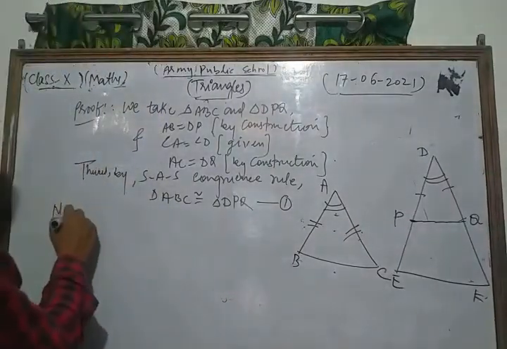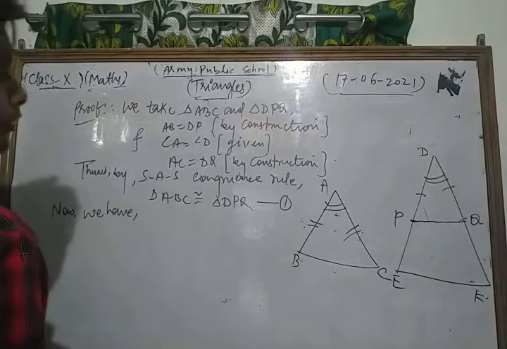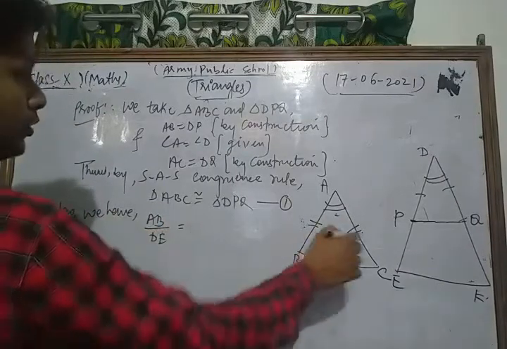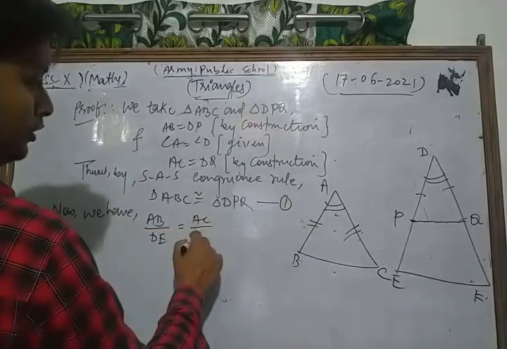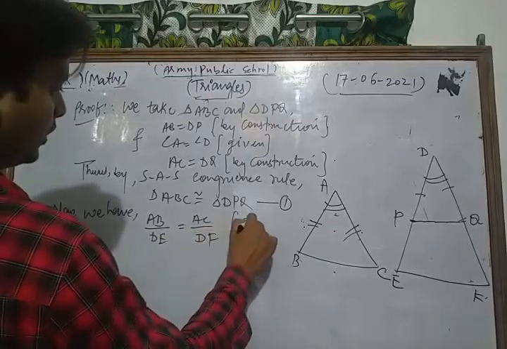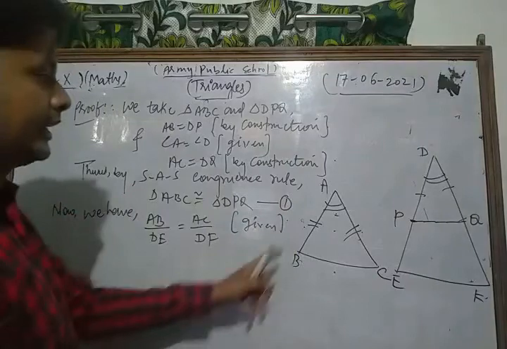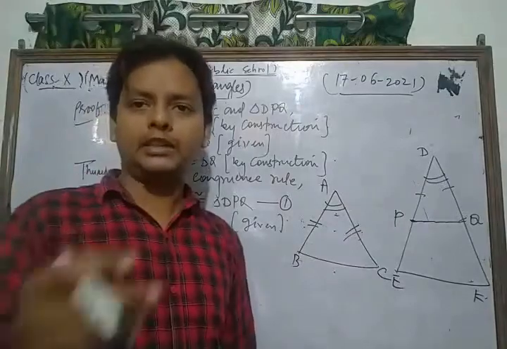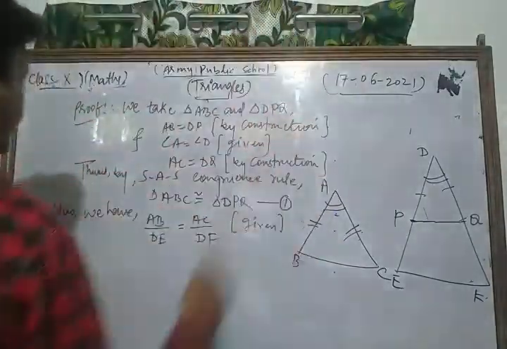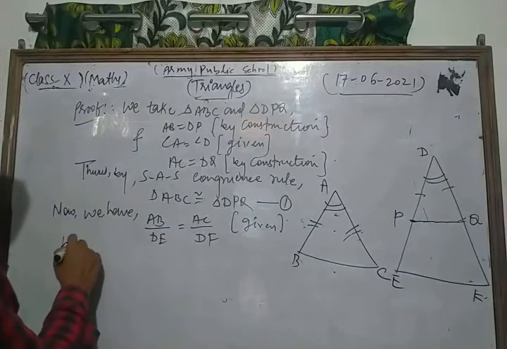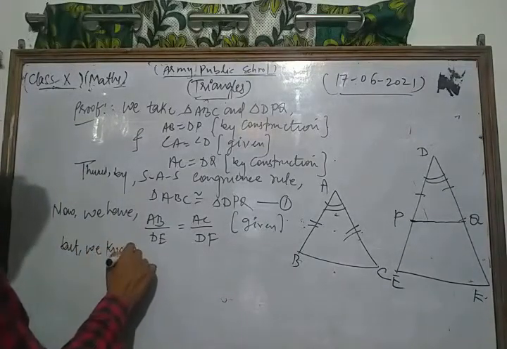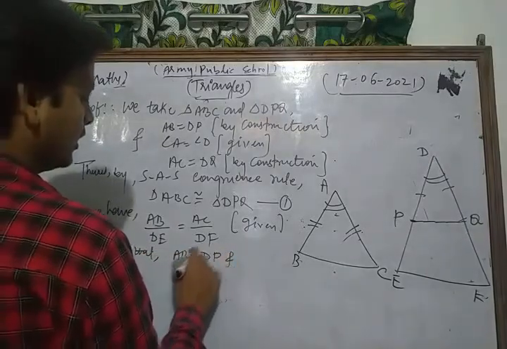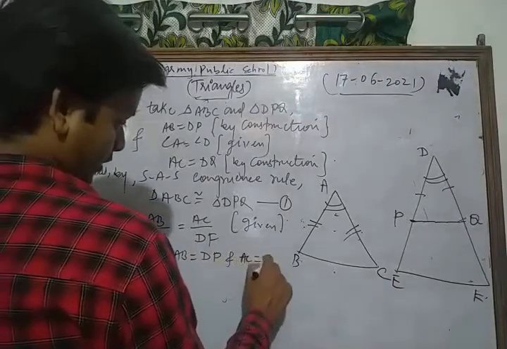Now we have AB upon DE is equal to AC upon DF. This is the given relation, and by construction we took AB equal to DP and AC equal to DQ. So we know that AB is equal to DP and AC is equal to DQ.